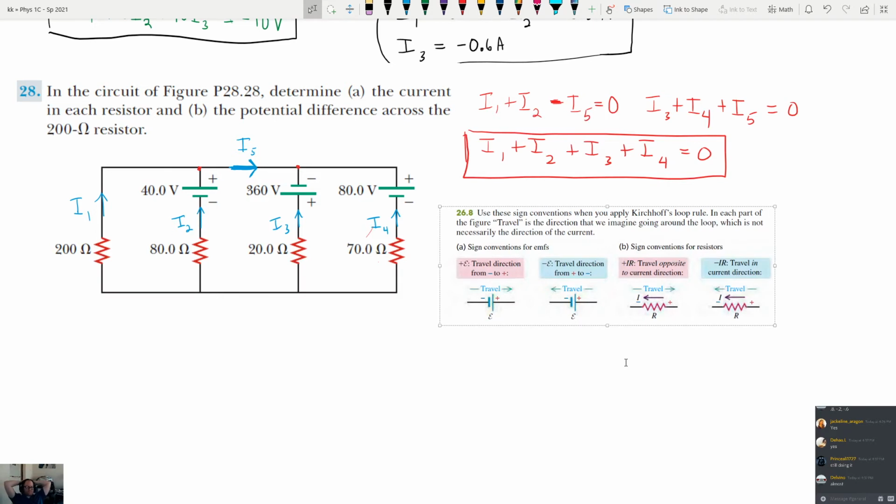I was just messing with it topologically. Topologically? Mm-hmm. What does that mean? Because of that, to get rid of that I5. Okay.